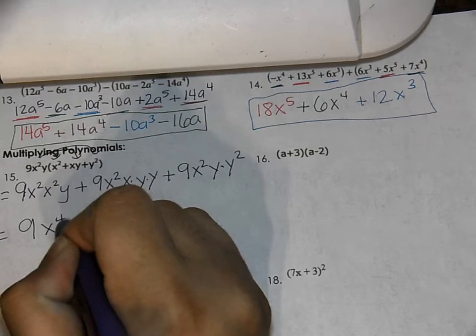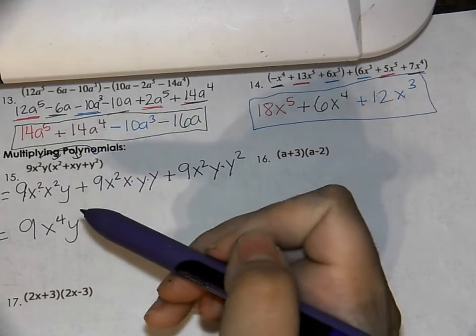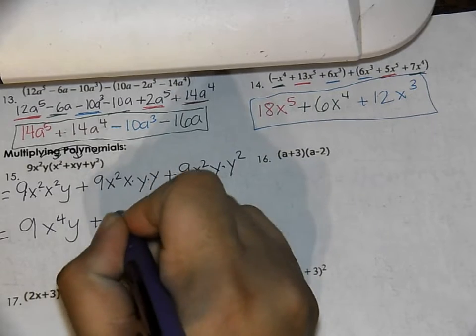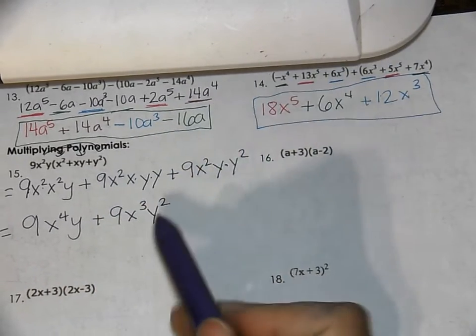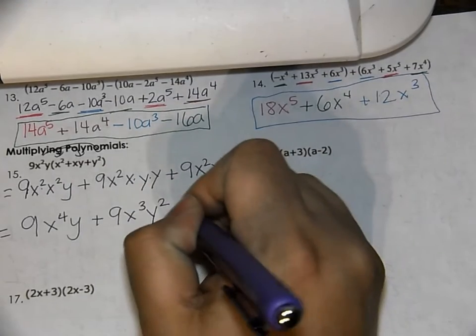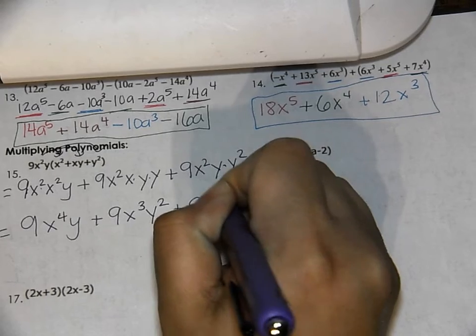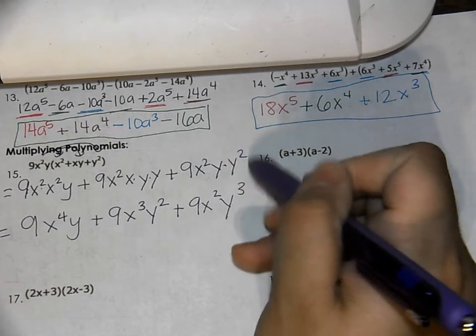9x to the fourth y, because again, x's are the same. You add your exponents, plus 9x cubed y squared. So again, you're counting how many x's and y's you have here. And finally, we have 9x squared y cubed, because we have a total of 3 y's here.